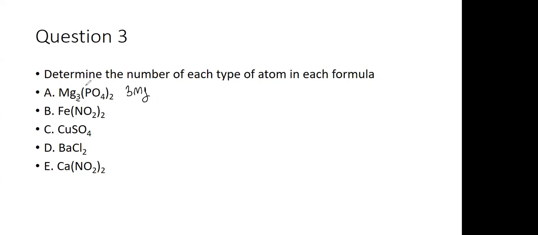Now for the other ones, if you have a parenthesis and a number outside the parenthesis, you take that number and multiply it by everything inside. So you distribute it. That means we have 2 phosphorus atoms and 8 oxygens. The 8 comes from inside the parenthesis. We have 4 oxygens, and we're multiplying that by 2 from the outside for a total of 8.